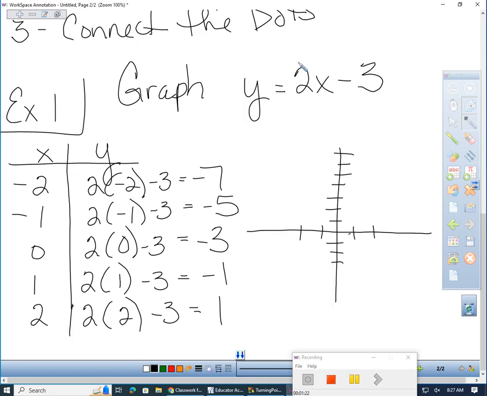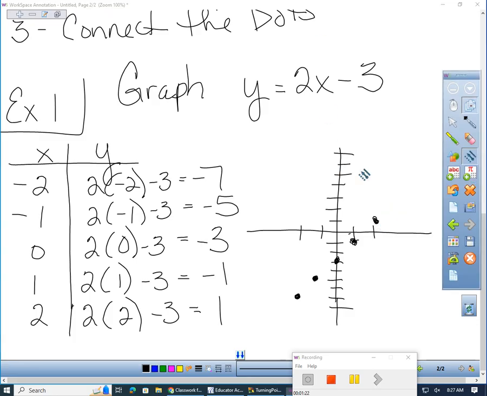That is the point. So I'm going to plot the point -2, -7. -2 means I go to the left 2 and I go down 7. 1, 2, 3, 4, 5, 6, 7. Put it at -1, -5. I go left 1 and down 5. Put it at 0, -3. 1, negative 1. I go to the right 1, down 1, and 2, positive 1. To the right 2 and up 1.